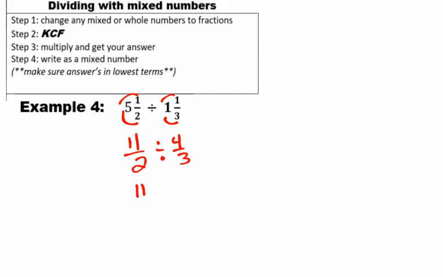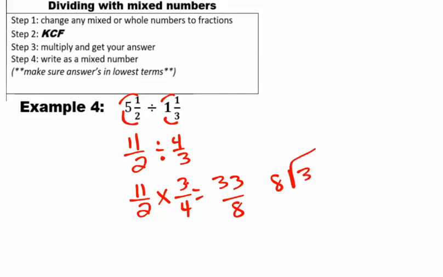So I'm going to keep, change, and then flip, okay? Now it's simply a multiplication problem, like what we just did, so I'm going to multiply straight across. That gives me 33/8. That's improper, so I'm going to divide. 8 goes into 33 4 times. I have 1 left over, so I bring my remainder on top, keep the same denominator, and that's my answer.